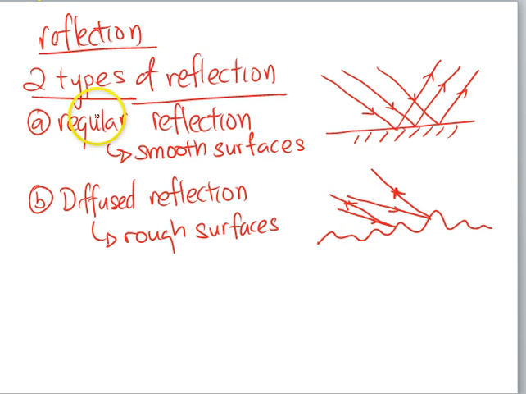So, two types. One we call regular reflection, which occurs on smooth surfaces. The other one is what we call diffuse reflection, which is for your rough surfaces.